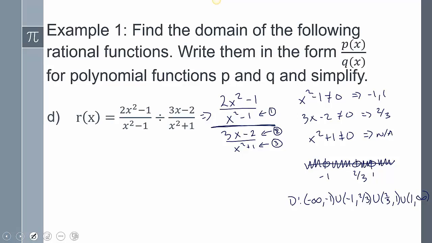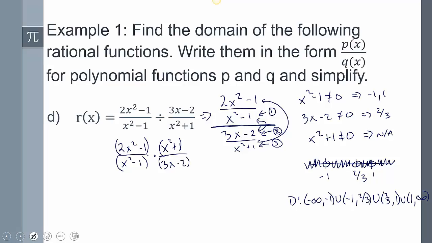Now, writing it in the form of p of x and q of x, we're going to have to go through and we're going to have to simplify this. So remember, is there anything that could cancel out? Well, so far, no, nothing cancels out. So that means that as a shortcut, remember this gets flipped. So those end up getting multiplied together, and those end up getting multiplied together, right? Because we have to flip it and change it into multiplication. So that means I get 2x squared minus 1 over x squared minus 1 times x squared plus 1 over 3x minus 2.